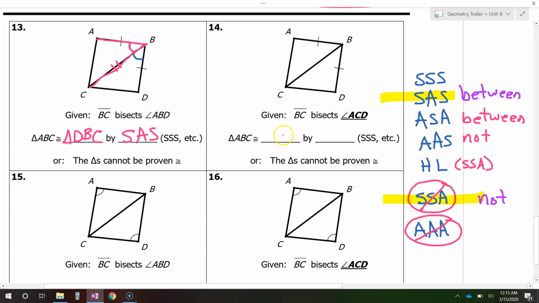All right, number 14. Here is the shared side. Let's mark it. BC bisects angle ACD. Start by tracing angle ACD. Start with the second part. So here's angle ACD.